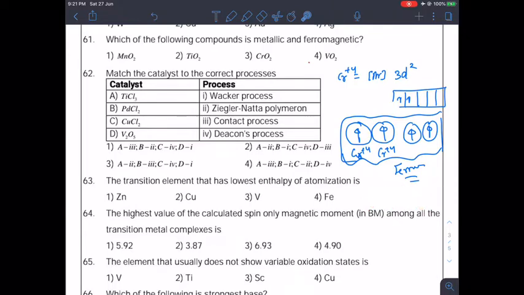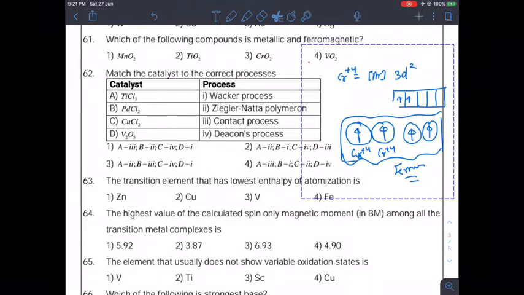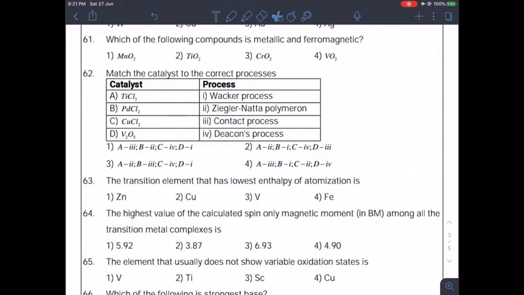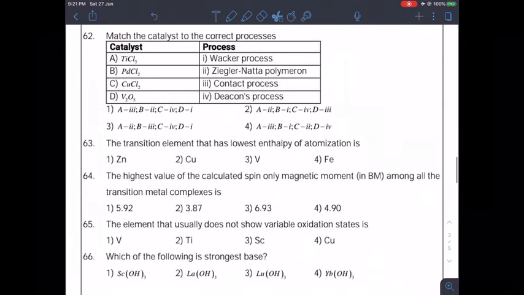Now how will we know? There is no theoretical method to determine it. There are always the practical methods, right? So once again, it is a matter of knowledge only. If you know these compounds, then only you can answer it, otherwise you can't. So the correct answer in this case is CrO2, which has a luster like metal, and at the same time it is ferromagnetic in nature.